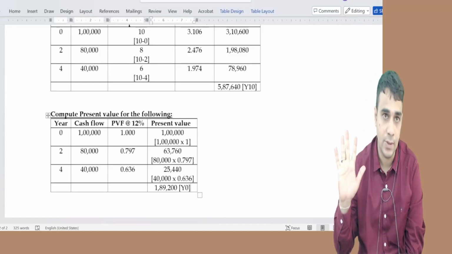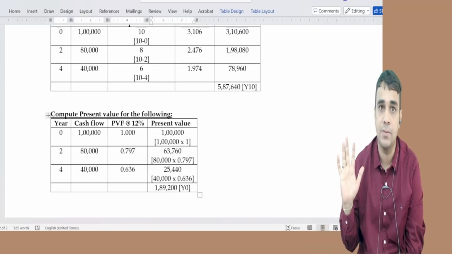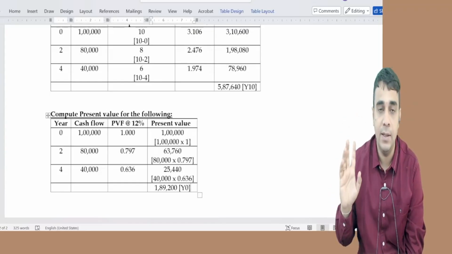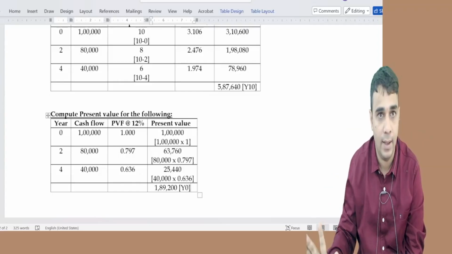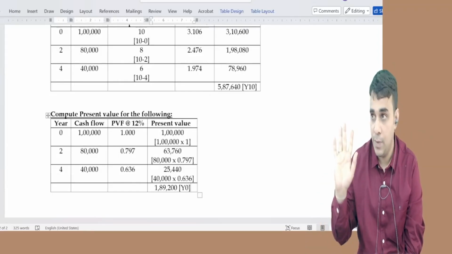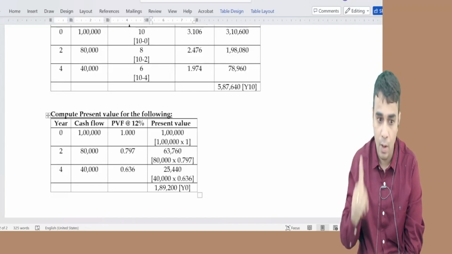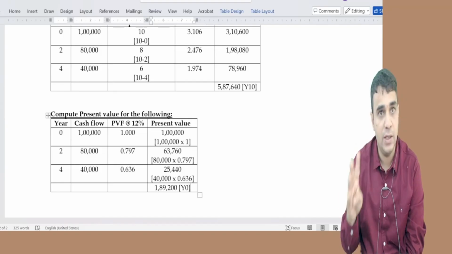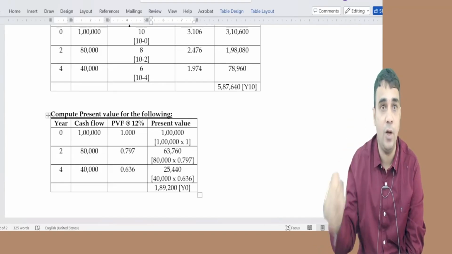Any doubts till this? Now comes the main learning for you. Well, I just want to focus on this learning. Somebody tells me, I will pay you 189,200 today. Or 1 lakh today, 80,000 after 2 years, 40,000 after 4 years. Or 587,640 at the end of 10th year.